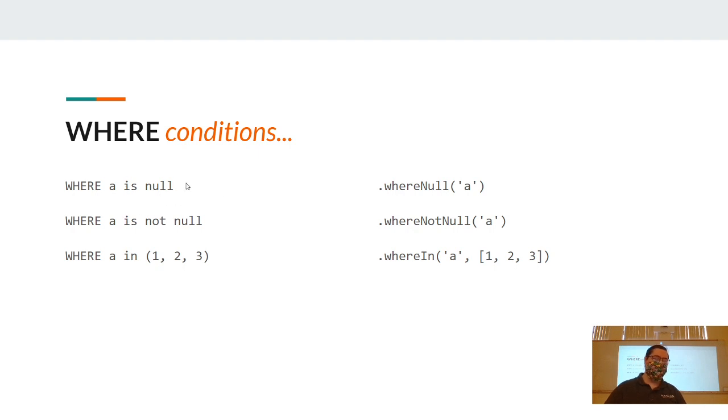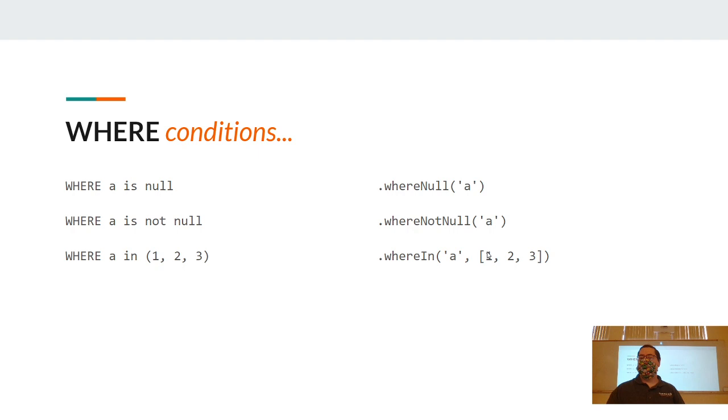Similarly, you can write is not null. You want to find only the values where it's not null, where it actually has a value. The way that translates is where null, where not null. Or in SQL, you can also say A is in this array, so A is in 1, 2, 3. There's a lot of different ways that you can do that. Usually it ends up being strings that you're comparing with, though it could be numbers. The way you write that in knex is where in: where in, column name, and then an array.